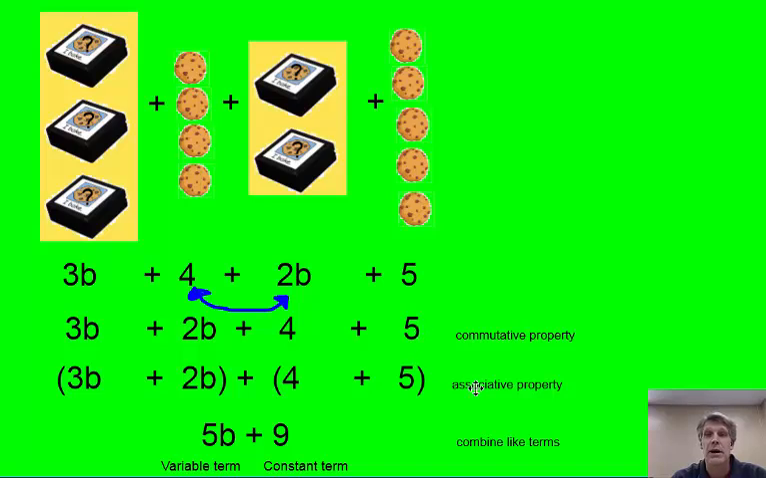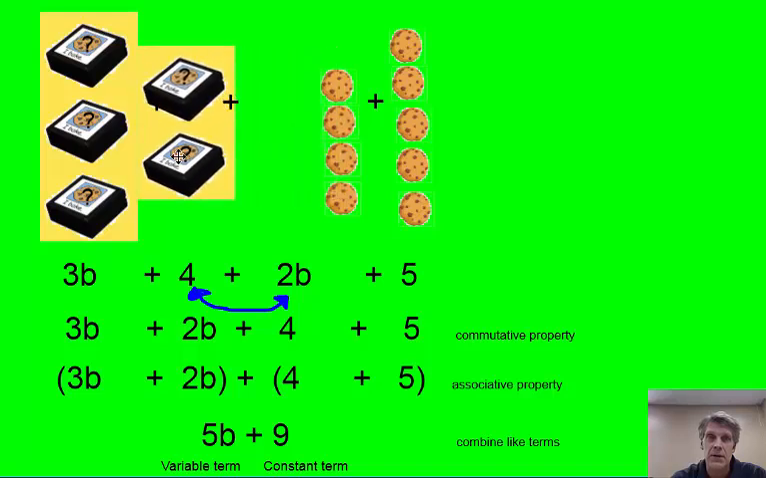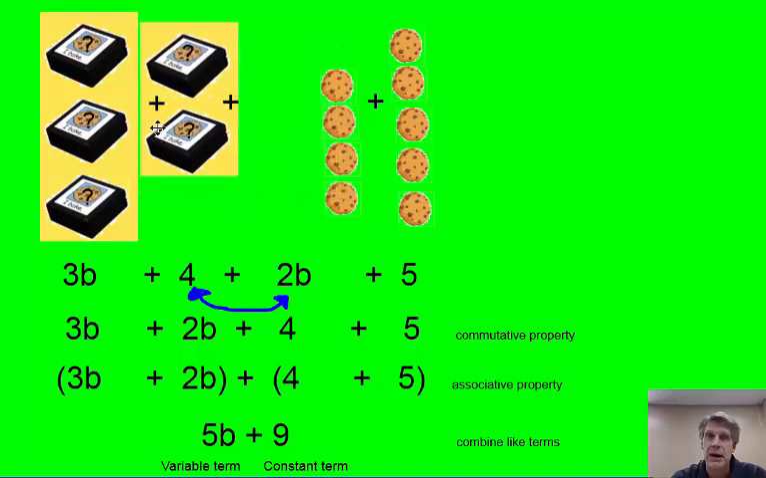And we're going to do the associative property that we had, and I want to group the 3 boxes and the 2 boxes. I want to add those 2 together, and I want to group the 4 and the 5 cookies together. So basically, we're going to add the boxes with the boxes and the cookies with the cookies. So when we do that, we're going to have 5 boxes, 5B, plus 9 cookies. And that's called combining like terms. So you want to put that as a term on your WSQ.